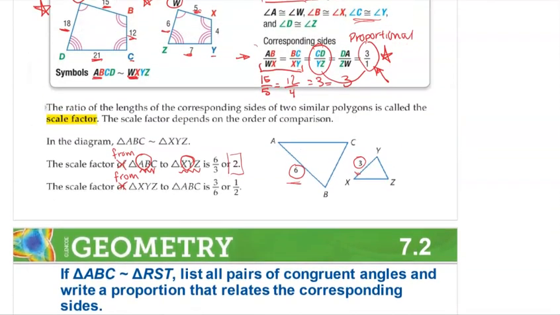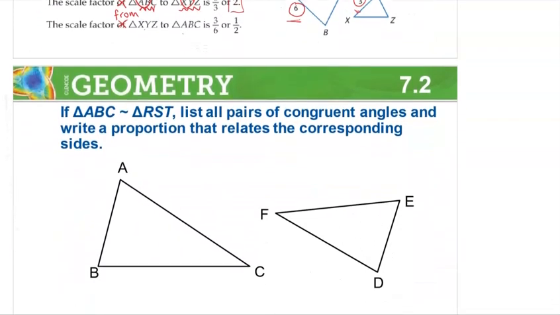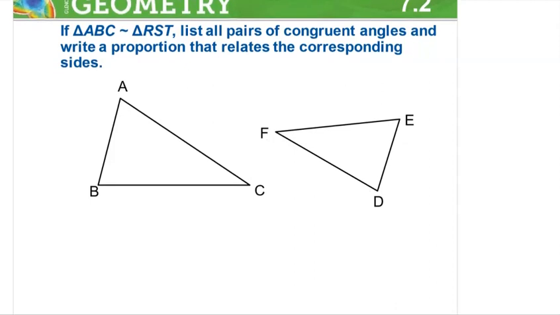And if I go the other direction, then it's 1/2. So that means XYZ is half as big as ABC. So here's a similarity statement right here. We want to list all the pairs of angles. I want you to try it first and see if you can do this. List all the pairs of congruent angles and then write proportionality statements. Pause the video and then come back after you've made your attempt.